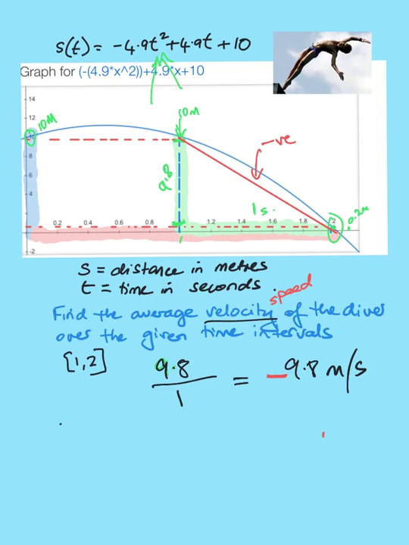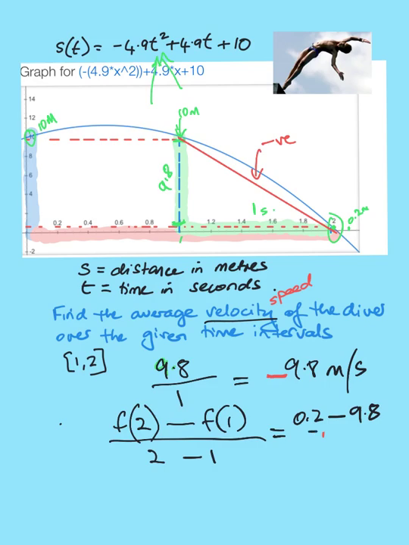Now I could have done that straight away using my formula. I could have said, well, the function of 2, what he is at 2 seconds, minus the function of 1, how high he is at 1 second, over the difference in the time, which was 2 minus 1. Okay, and that gives me 0.2 minus 9.8 over 1, and that gives me negative 9.8 meters per second. And that is the gradient of this line here that I put between the 2 points.